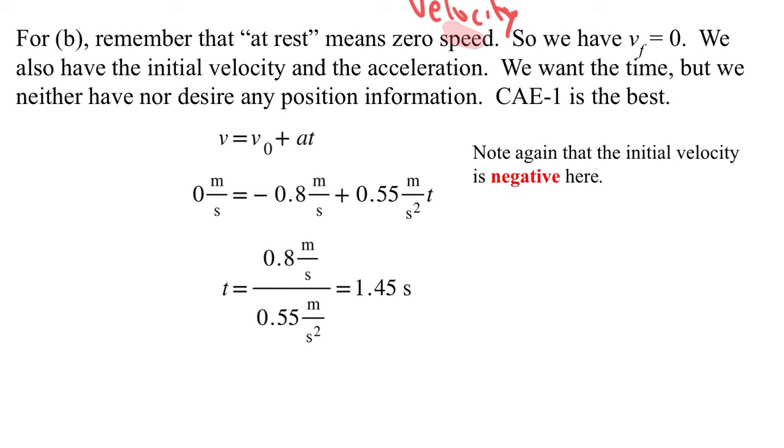We also have the initial velocity, and we have the acceleration. We do want the time, but we neither have nor desire any position information. Notice there's nothing in here about a where, just when does it happen. So we can use CAE1, the thing that has no position information. And then it's a relatively straightforward problem.